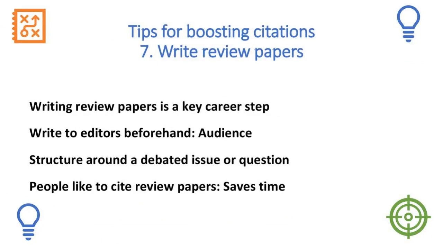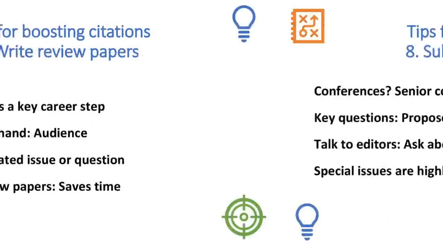Another tip, number 7, for boosting your citations would be to write review papers. Writing these review papers is a key career step, but don't forget that you need to have an editor lined up and interested in your article beforehand. You need to make sure that you have that audience ready before writing a review paper. Usually these are invited by journal editors. Write to some of the editors at some of the Bentham Science Publisher journals. They may very well be interested in publishing one of your upcoming review papers. And don't forget to structure your review paper around a debated issue or question. People like to cite review papers because it saves time, saves space, and saves energy in their own articles.